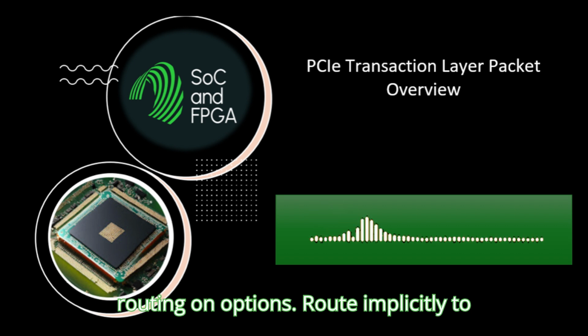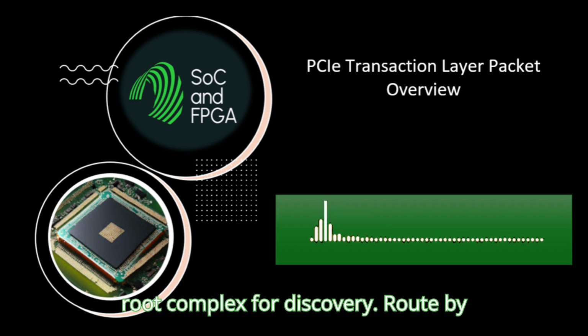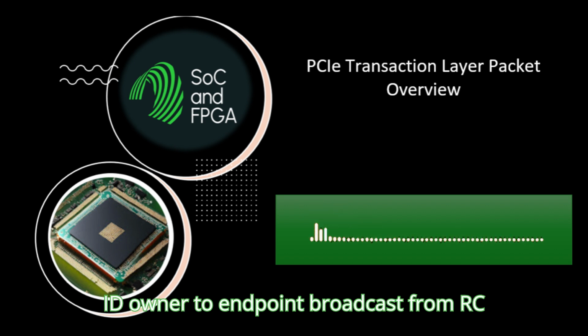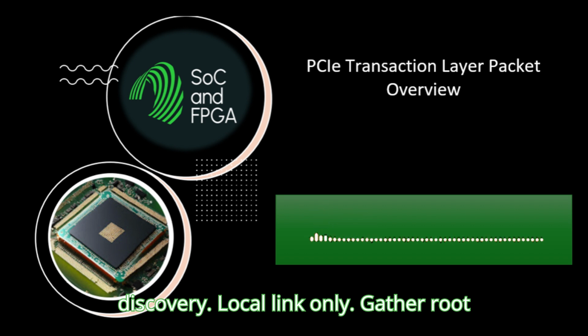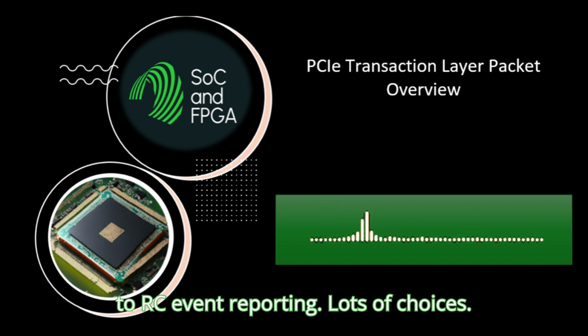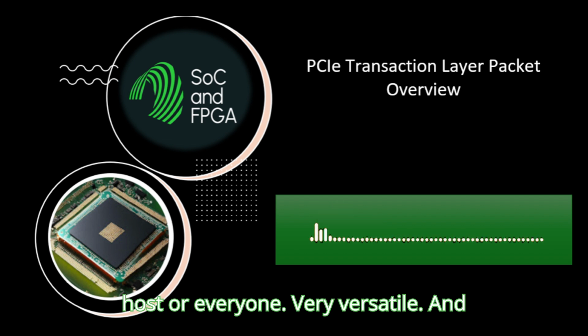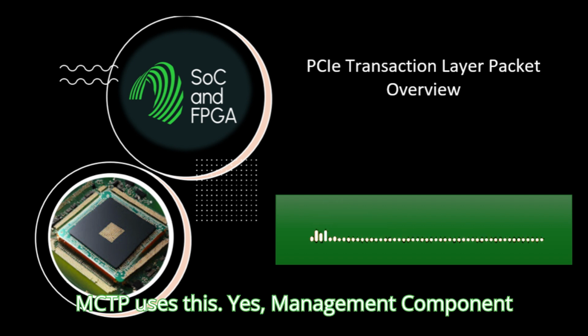config routing. Options: route implicitly to root complex for discovery. Route by address, less common for VDMs. Route by ID, owner to endpoint. Broadcast from RC, discovery. Local, link only. Gather, route to RC, event reporting. Lots of choices. Allows targeting specific devices, the host, or everyone. Very versatile. And MCTP uses this.